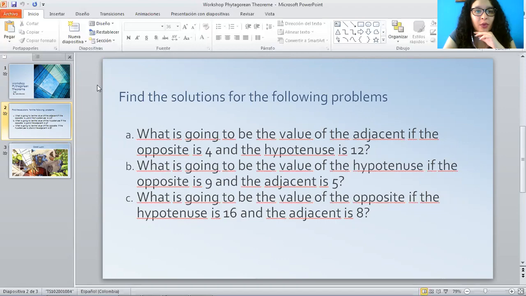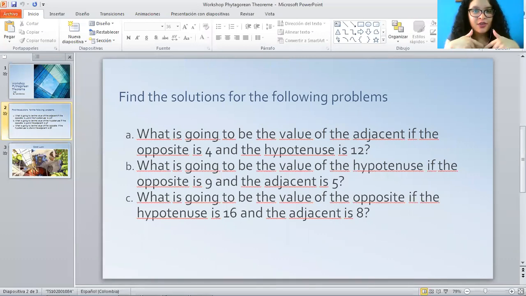So here we go. Find the solutions for the following problems. A, what is going to be the value of the adjacent if the opposite is 4 and the hypotenuse is 12? B, what is going to be the value of the hypotenuse if the opposite is 9 and the adjacent is 5? C, what is going to be the value of the opposite if the hypotenuse is 16 and the adjacent is 8? Okay, that is going to be all.